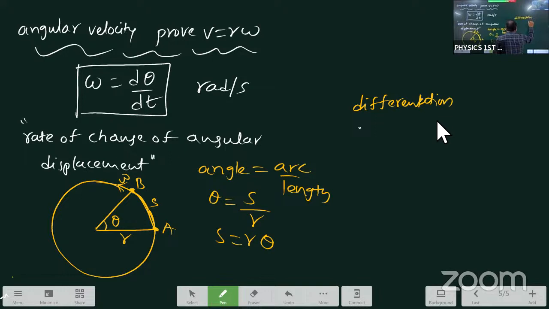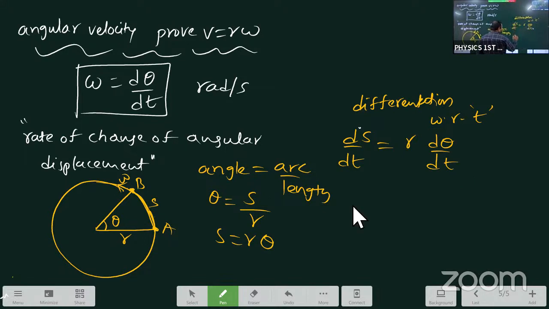Differentiation always means with respect to t only. In physics, the majority of problems involve differentiation on a time basis. In mathematics, it means d by dx, d by dy, d by dz. Here, S equals r theta, and we differentiate d by dt of S. Obviously the radius is constant. In a circle, the radius remains constant, so we don't differentiate it; only d theta by dt remains.